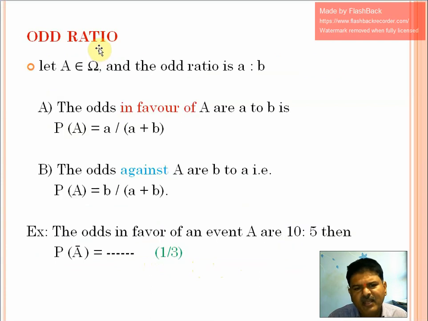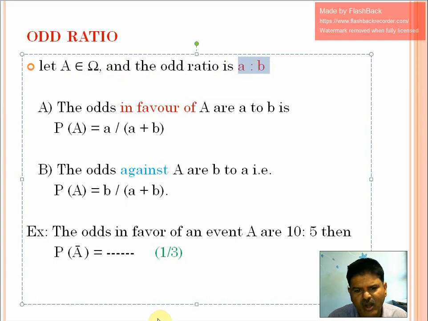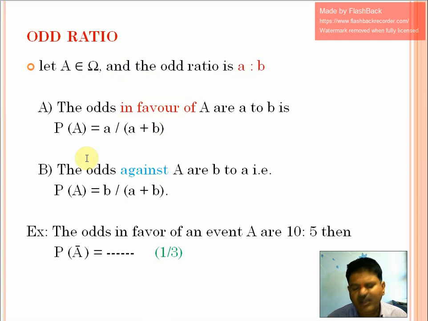And finally in this topic there is one point which is known as odds ratio. What is this odds ratio? If A belongs to omega and the odds ratio is A to B, suppose this is the odds ratio, then we can find this odds ratio in two ways. The first way is the odds in favor of A, and the second one is the odds against A complement. Suppose the odds in favor of A are A to B, then what is P of A? P of A is A upon A plus B. Simply we can take the first in the numerator and add these two in the denominator. A divided by A plus B.